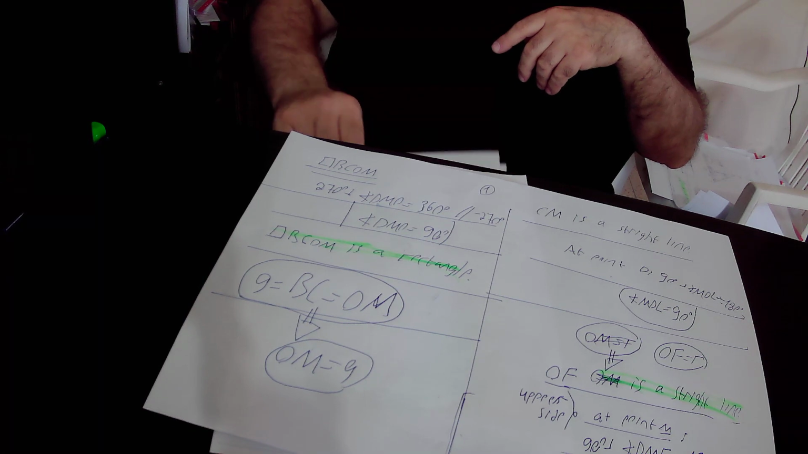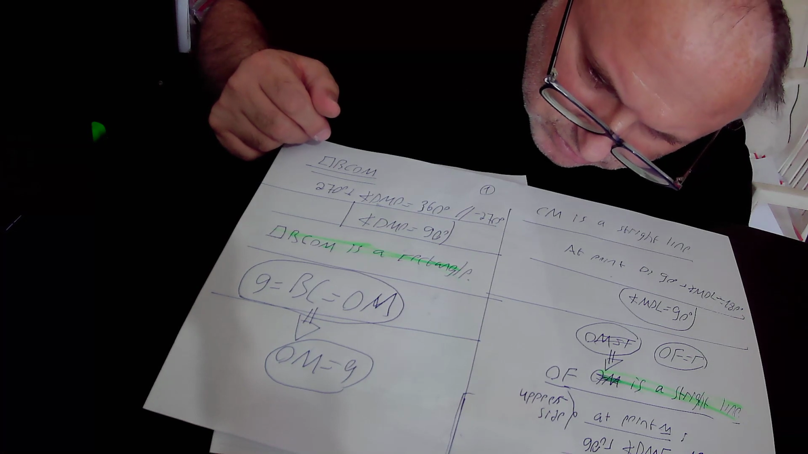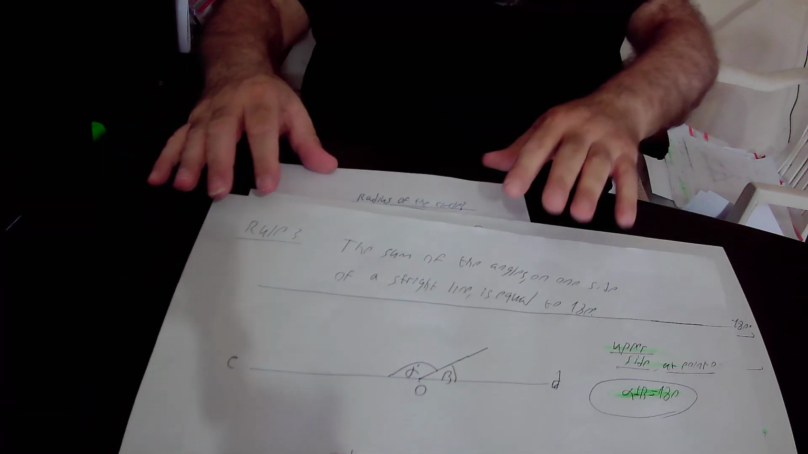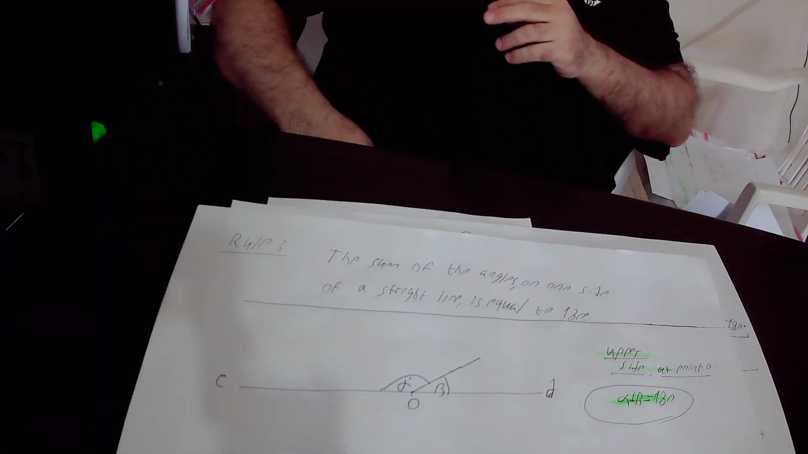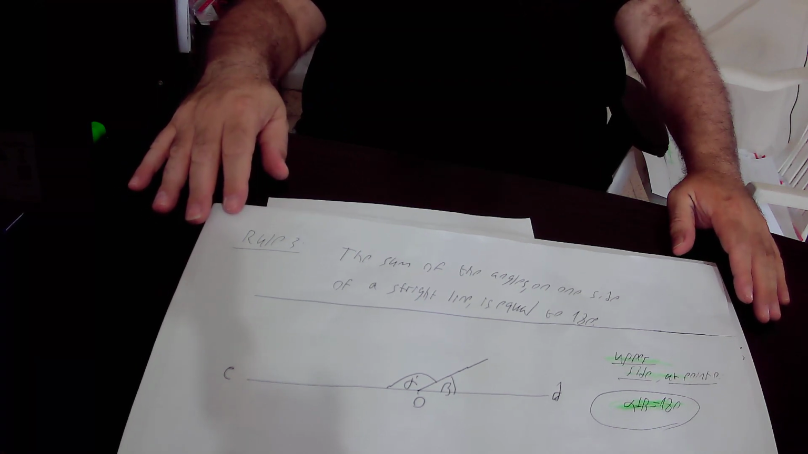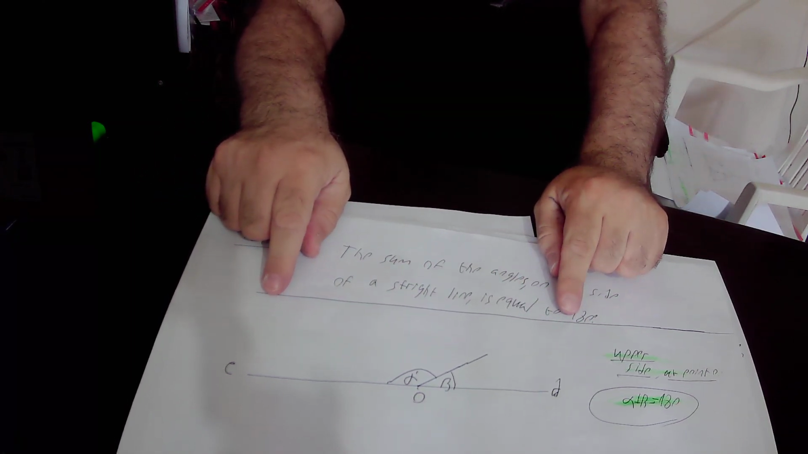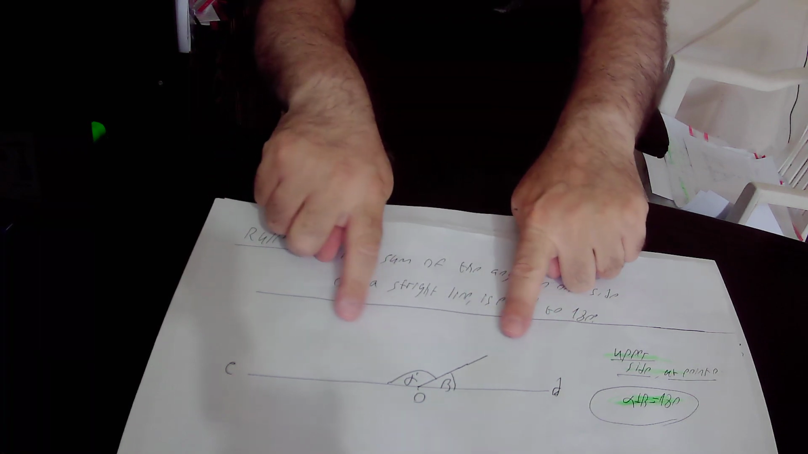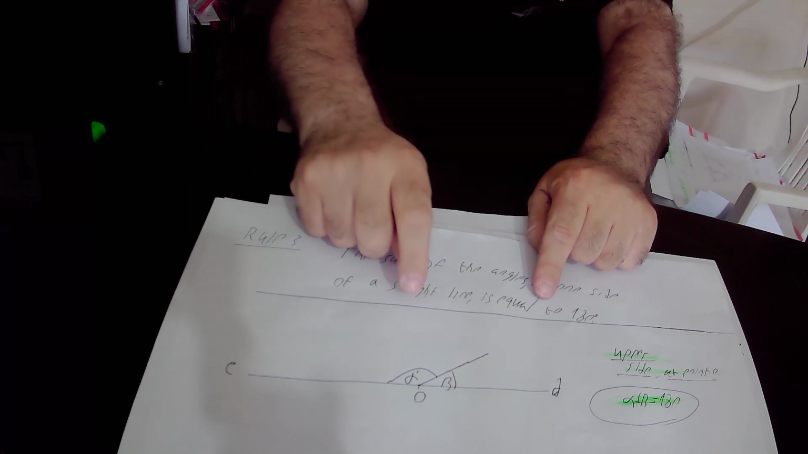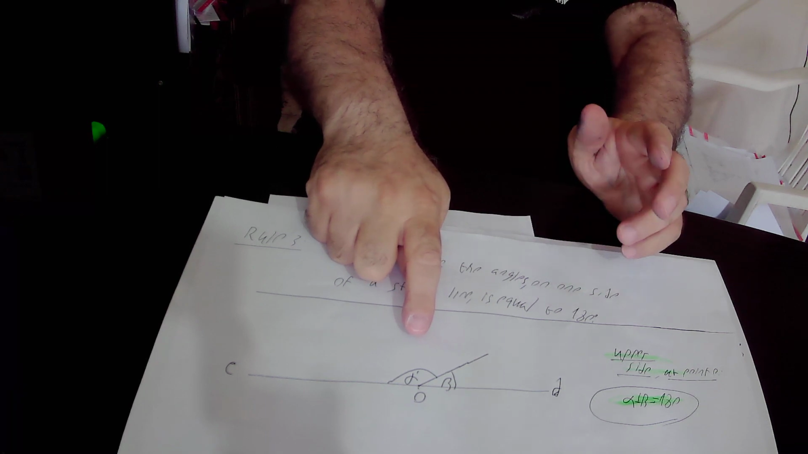And we actually have rule number 1 according to rule number 3. According to rule number 3, the sum of the angles on one side of a straight line is equal to 180 degrees. So here we know that CD is a straight line. If we focus on the upper side of the straight line CD at point O, then according to this rule number 3, the sum of the angles must be equal to 180 degrees.